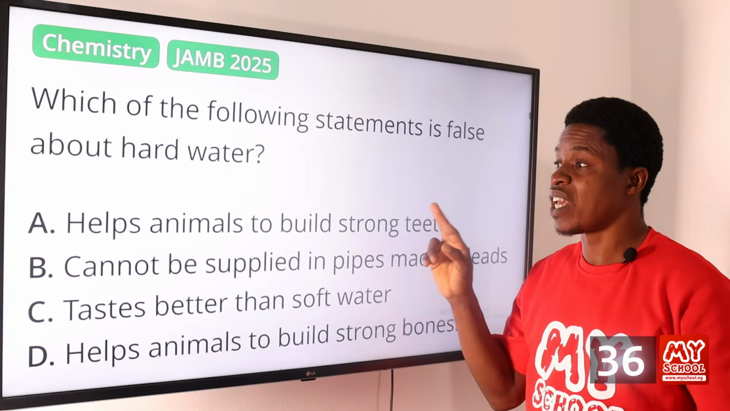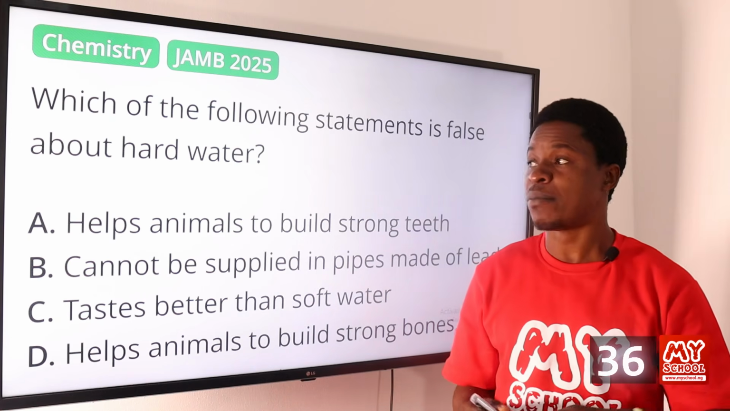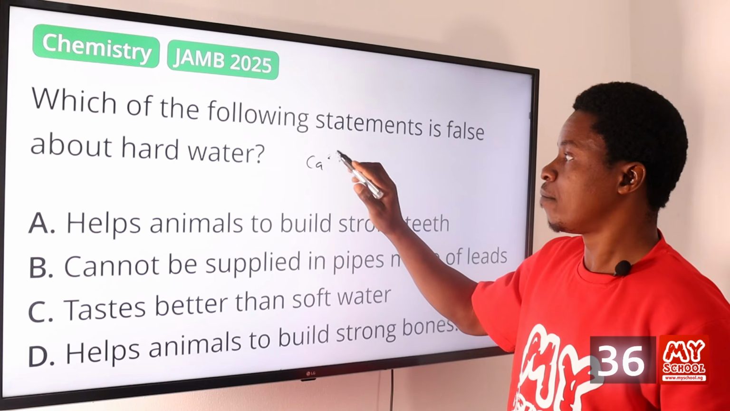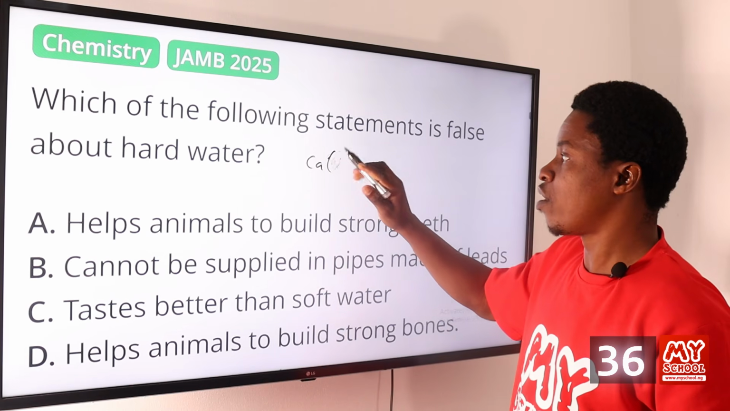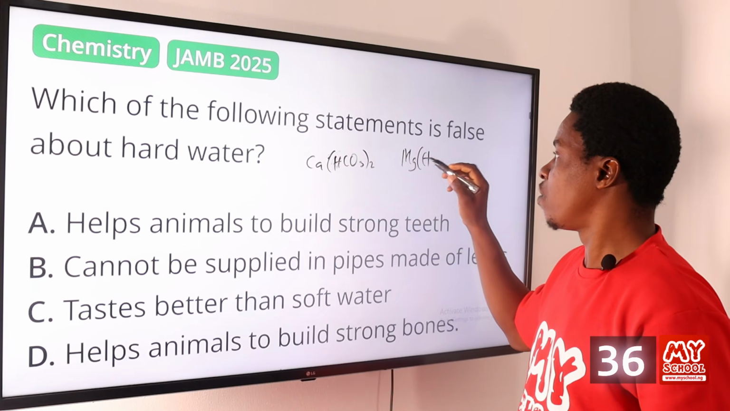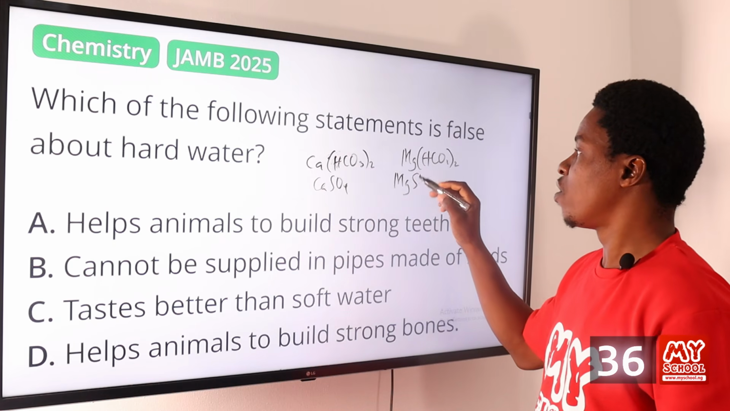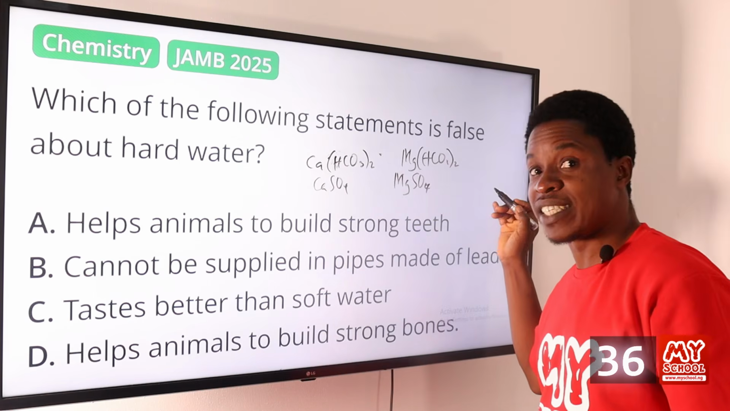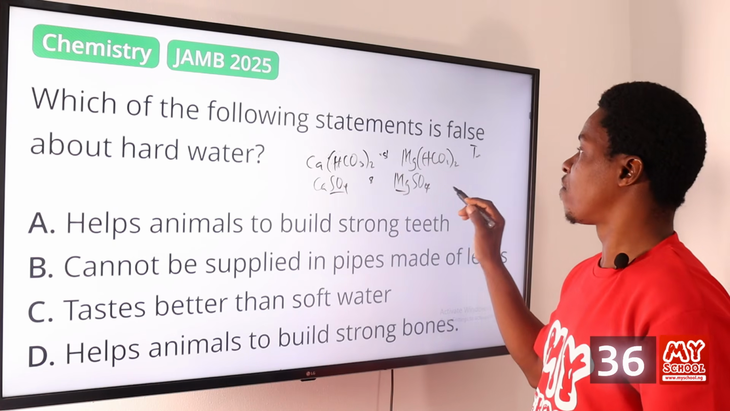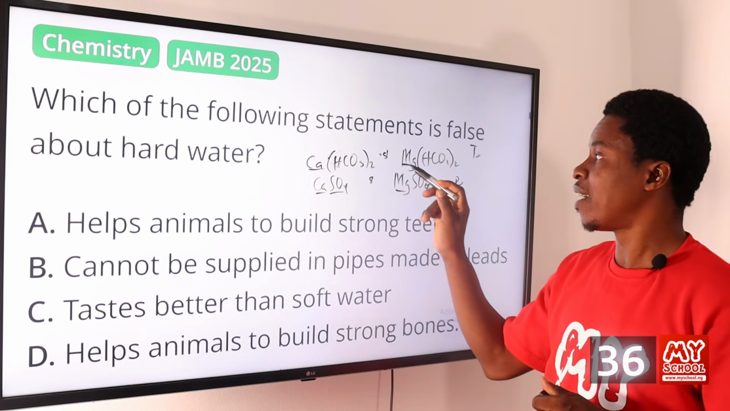Yes, this one is true, because we have the calcium ion, that's calcium hydrogen carbonate, and then we have magnesium carbonate. What makes it hard water is the calcium and magnesium salts, like calcium hydrogen carbonate, Ca(HCO3)2, and magnesium hydrogen carbonate, Mg(HCO3)2. Then we have calcium sulfate and magnesium sulfate, and the chloride ion also. The hydrogen carbonates are responsible for temporary hardness, while the sulfates and chlorides are responsible for permanent hardness. But whether it is temporary or permanent hardness, both have calcium and magnesium salts.